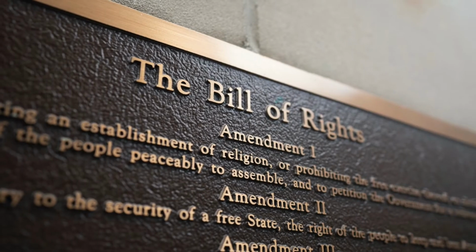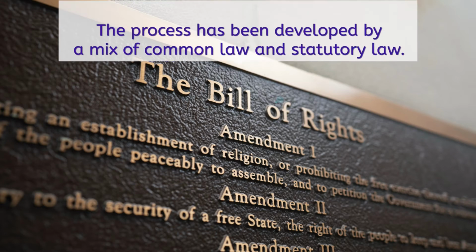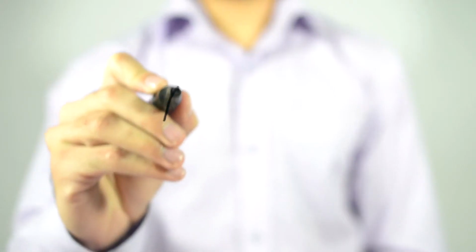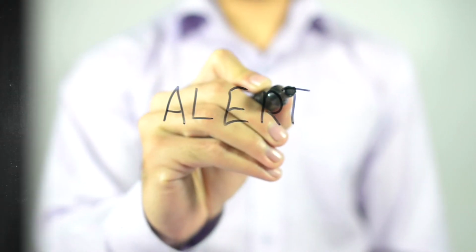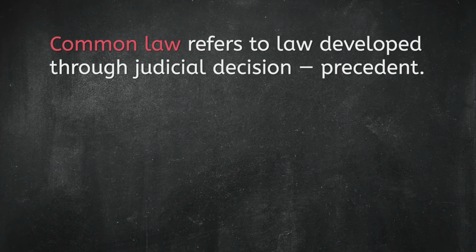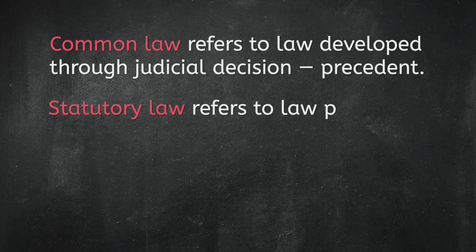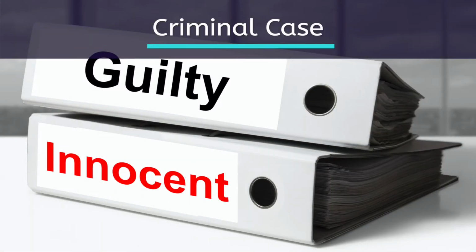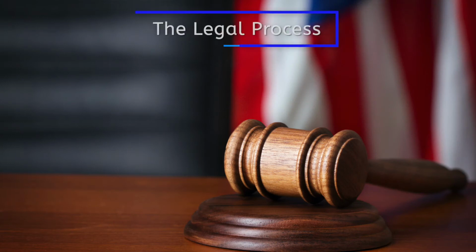Remember, much of this process is detailed in the Bill of Rights, known as legal rights. Aside from these enumerated rights, the process has been developed by a mix of common law and statutory law. Word alert! Common law refers to law developed through judicial decision, precedent. Statutory law refers to law passed by legislatures. Let's walk you through the process just so you can be aware of your rights.